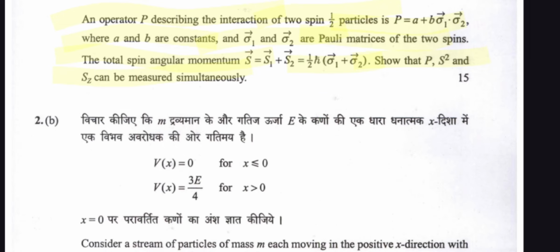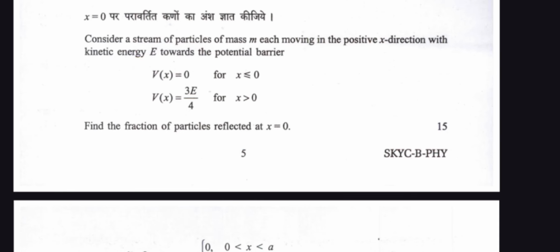In question number 2b, consider a stream of particles of mass m each moving in the positive x direction with kinetic energy E toward the potential barrier. V(x) is equal to 0 for x less than 0 and V(x) is equal to 3E/4 for x greater than 0. Find the fraction of the particles reflected at x equal to 0.